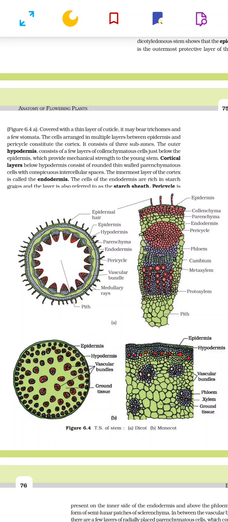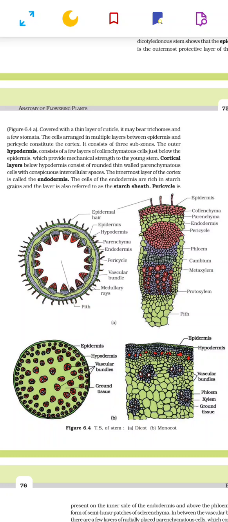But compared to this, in the monocot stem the outermost layer is the epidermis, and below the epidermis there is the hypodermis. The hypodermis is made up of sclerenchyma, and the vascular bundles are present. There is no well-differentiated ground tissue, and vascular bundles are scattered everywhere. In the center there are large-sized vascular bundles, and in the periphery there are small-sized vascular bundles, and in between, the ground tissue is completely scattered or diffused.